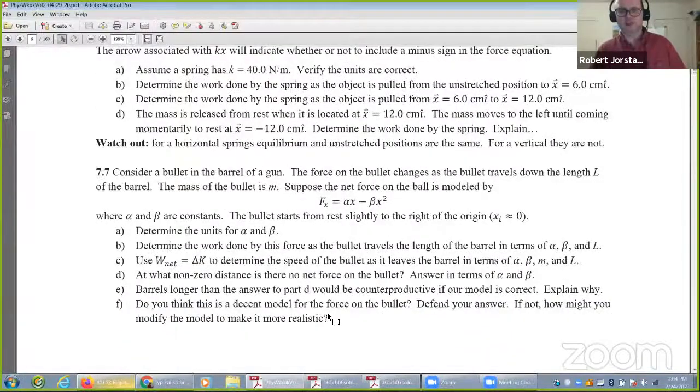Now, to give you some practice with this, here is a problem where I say, suppose we're going to model the net force on a, whoops, I said ball here and bullet here or whatever. But let's say we want to say the force on a bullet in the barrel of a gun is this. Now, you might be saying, whoa, what is this? This looks like a spring. Yeah, but it's a modified spring. The idea here is that during the explosion, there's going to be some kind of force pushing it to the right.